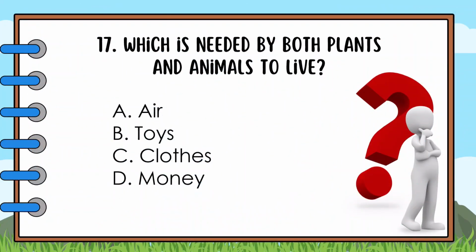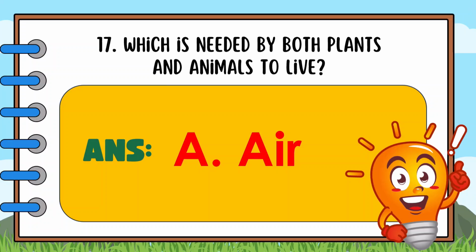Which is needed by both plants and animals to live? A. Air. B. Toys. C. Clothes. D. Money. The correct answer is A. Air.